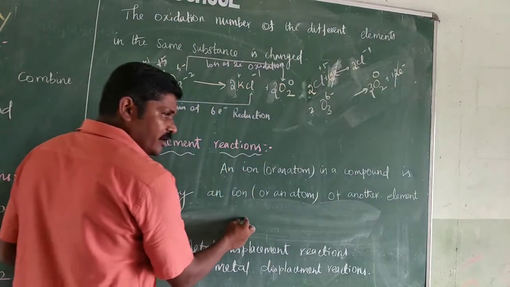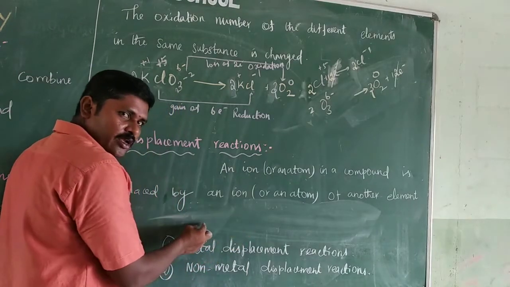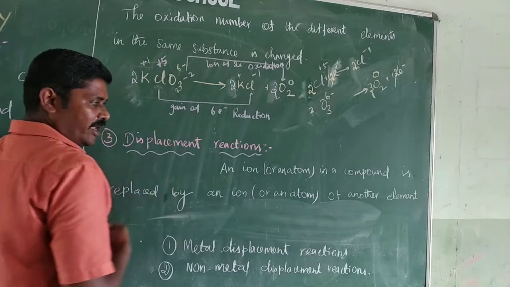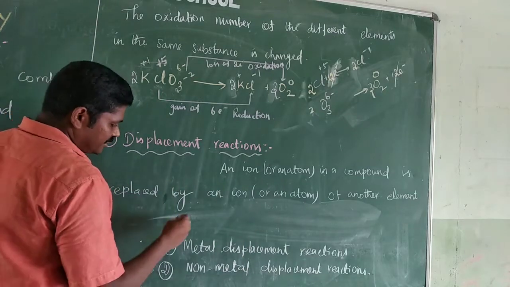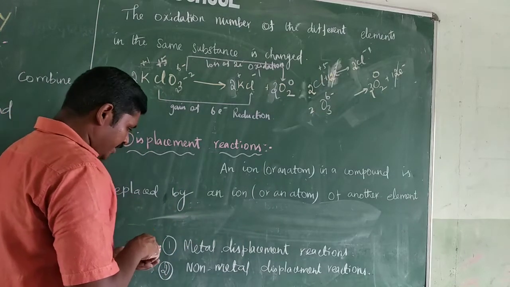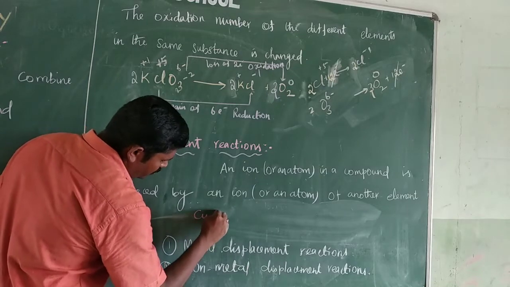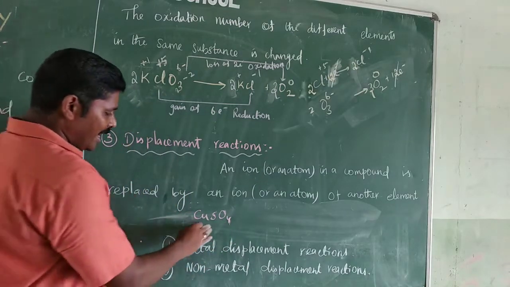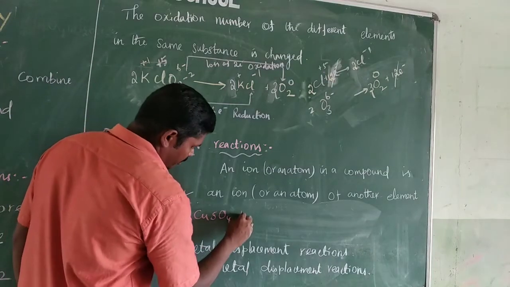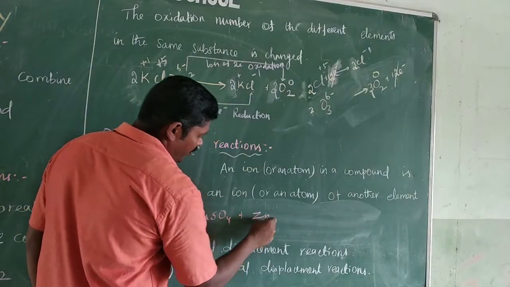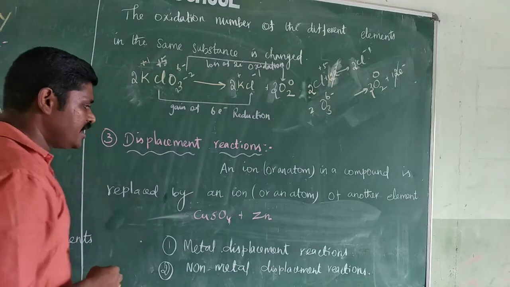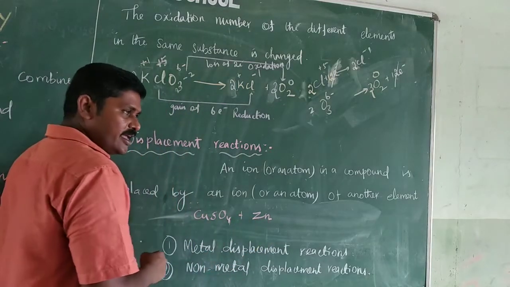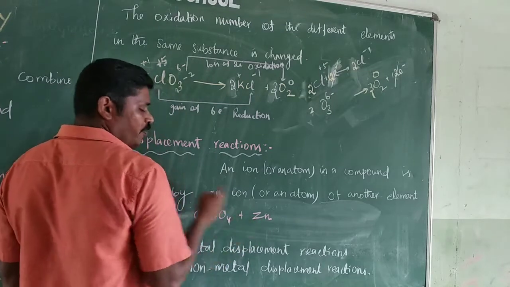Okay, so one element will be able to displace an ion present in another solution. For example, copper sulfate, CuSO4, copper sulfate solution, blue color copper sulfate solution. Okay, so zinc metal, zinc is more reactive than copper.